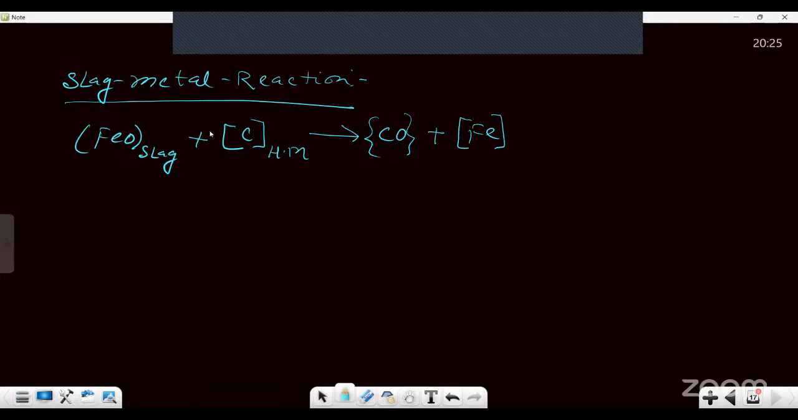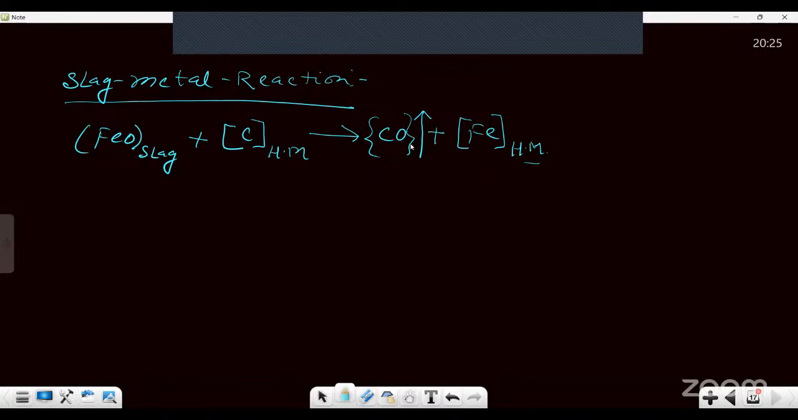When the FeO is getting reduced to Fe, it is getting back into the hot metal. So when it is in the FeO oxide form, it is in the slag. But when the FeO is getting reduced to Fe, it will definitely go into the hot metal. And this is our CO gas.